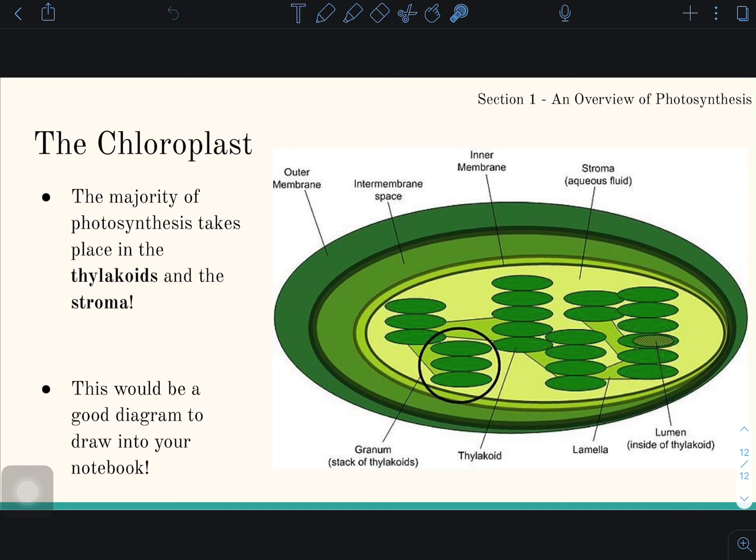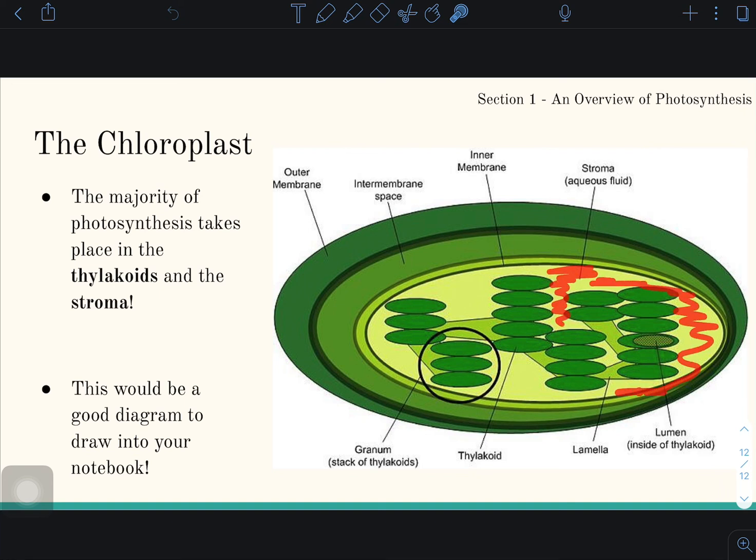In the chloroplast, the majority of photosynthesis takes place. There are two different things called the thylakoids and the stroma. If we look at this structure, we have our thylakoid right here, which is really just like a stack of pancakes, individually stacked up. It's the stack. And then the stroma is the fluid, the gel in between.